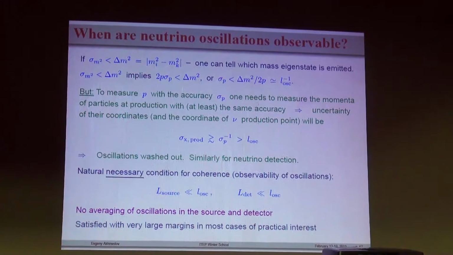And the conditions essentially are that the size of the neutrino source is much smaller than the oscillation length, and the size of the neutrino detector is much smaller than the oscillation length. Very, very natural conditions, actually. But when I talk about the size of the source, if you have a reactor, for example, it's not the size of the reactor core. It's a more stringent constraint. It is the size of the production region of every individual neutrino. This is a more stringent constraint. Okay?